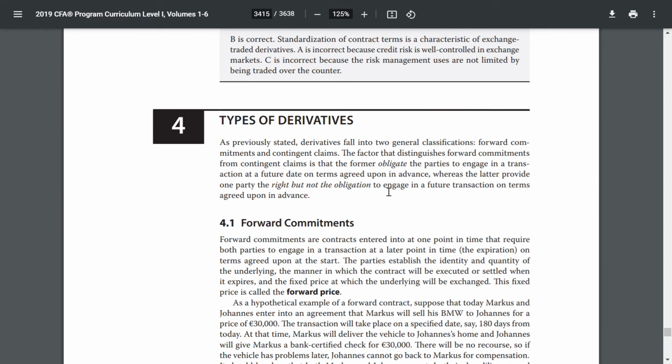Types of derivatives. As previously stated, derivatives fall into two general classifications: forward commitments and contingent claims. The factor that distinguishes forward commitments and contingent claims is that the former obligates the parties to engage in transactions at a future date on terms agreed upon in advance, whereas the latter provides one party the right but not the obligation to engage in future transactions on terms agreed in advance.